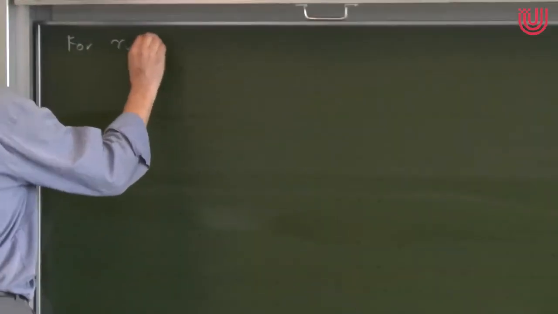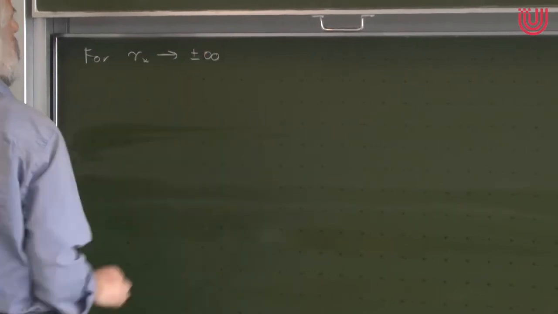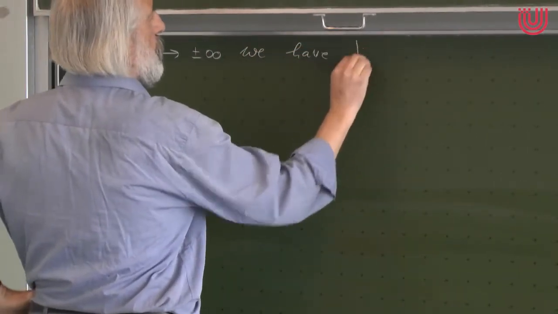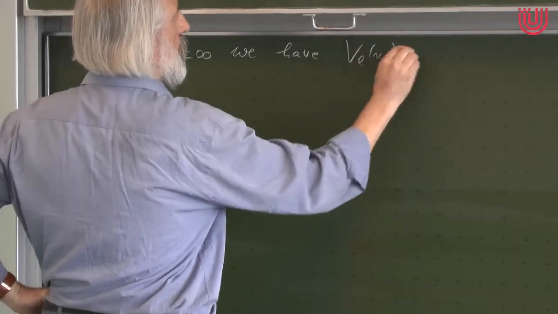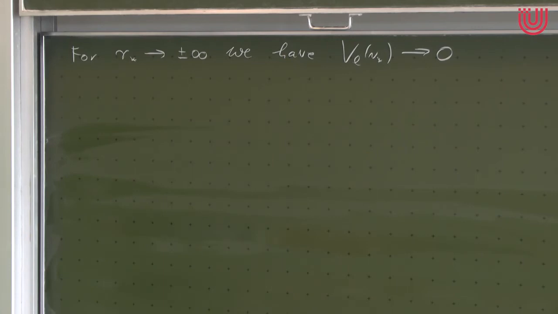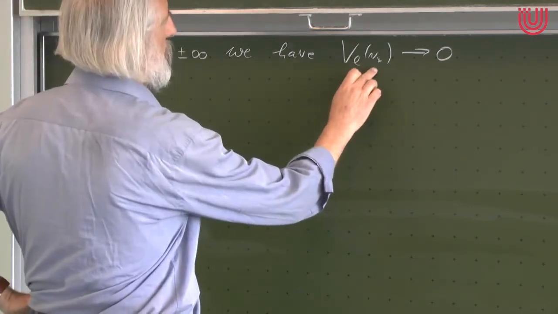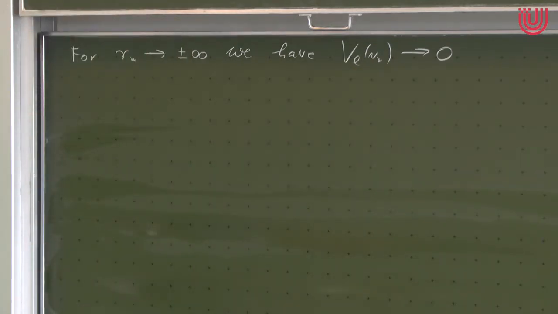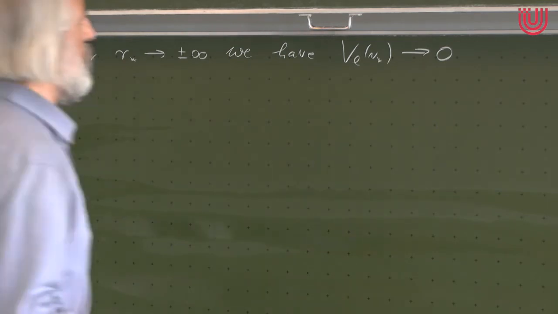So for r star to plus or minus infinity, we have V_L of r star goes to 0. Actually, you can discuss how strongly it goes to 0. And so when we neglect this term, we can actually estimate the error which we make. And we will do this in the worksheet.